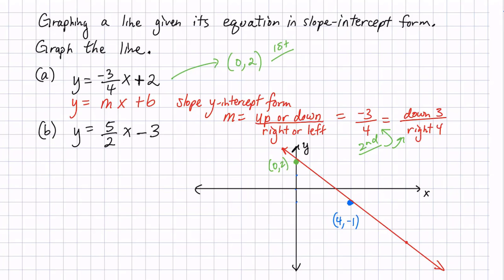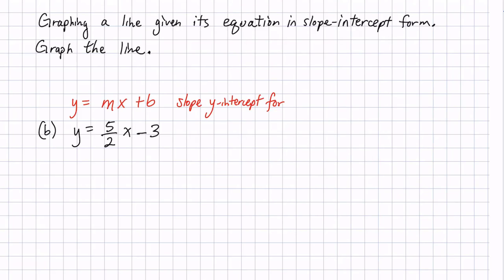Let's repeat this for example B. Let's do our translations. Let's translate the y-intercept as an ordered pair, 0, -3. And let's figure out what the slope says to do. The slope says up 5 and then right 2.